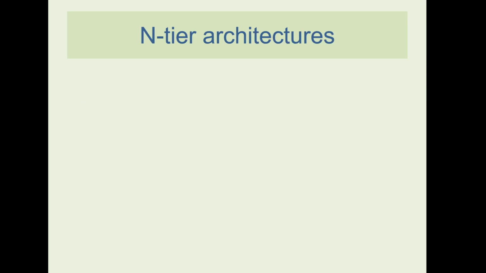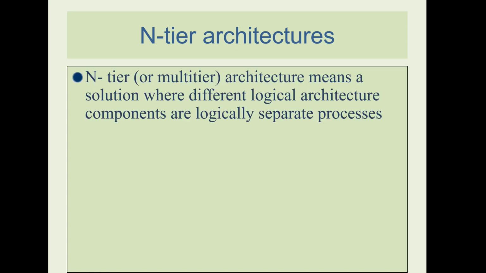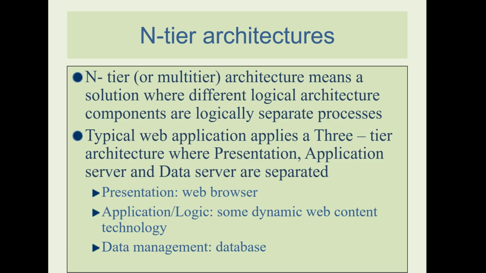In more general, we talk about entire architectures. This means architecture where different logical components of the application are placed in logically separate processes. Okay, what this means in practice, when we talk about web applications, we typically may have three different tiers. That's why we talk about three-tier architectures when we deal with web applications.